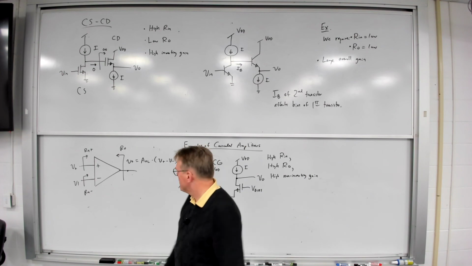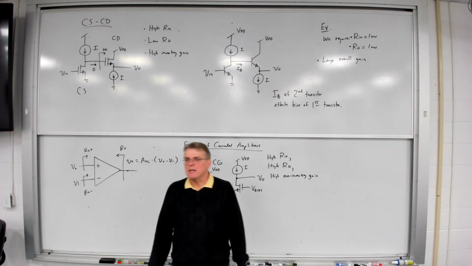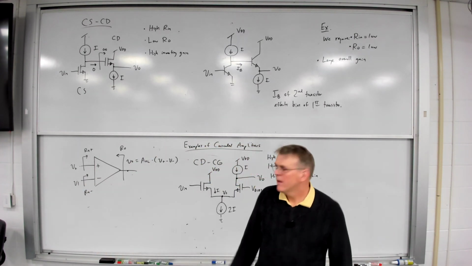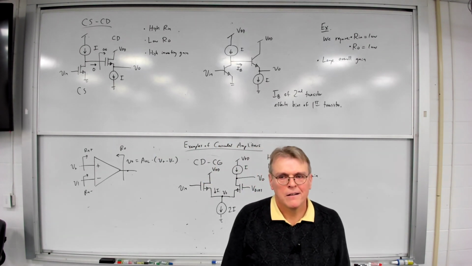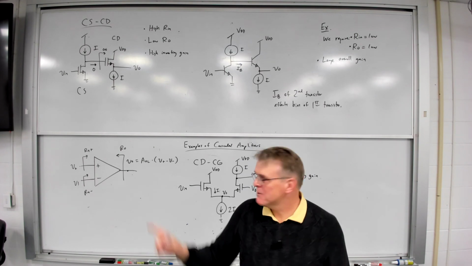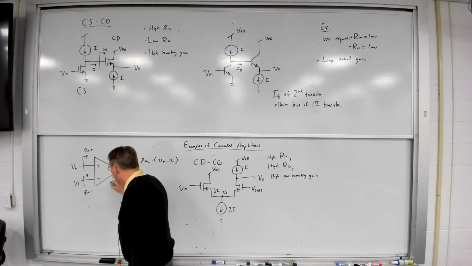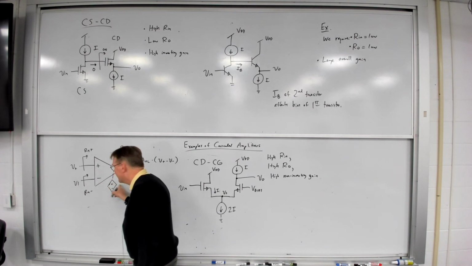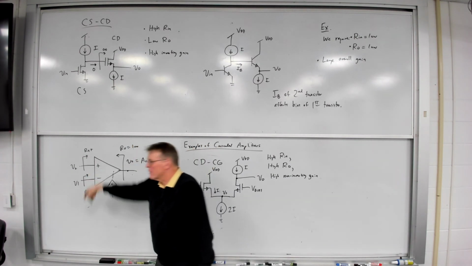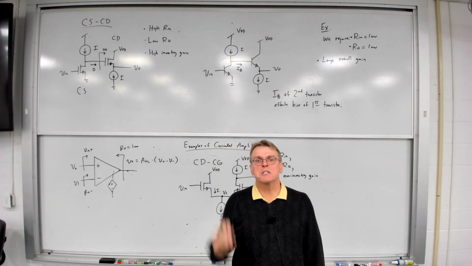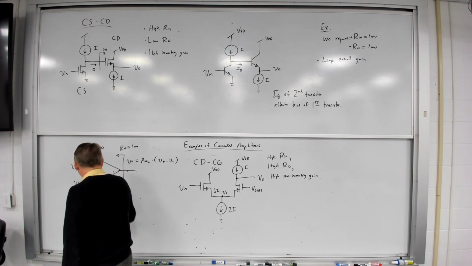How does an op amp behave? I've got a large open loop gain multiplied times the difference between the non-inverting and the inverting voltages. What kind of output resistance does an op amp have, ideally? Think back, 2112. Ideal op amp has what kind of output resistance? Zero, yeah, because what does the output of an op amp behave like? It behaves like a dependent voltage source, right? We remember that. So this is low. What are the input currents of an op amp ideally? What are the input resistances? Infinite, absolutely. Good. Okay.